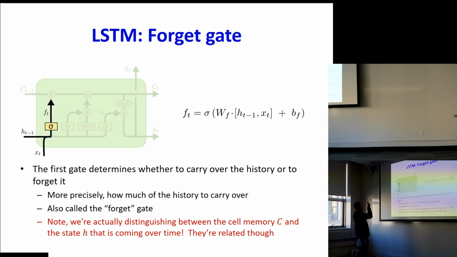Now remember, note that we are actually distinguishing between the cell memory C and the state H that's coming over time. So we are distinguishing between memory and state. We are going to be using memory to compute state, right?